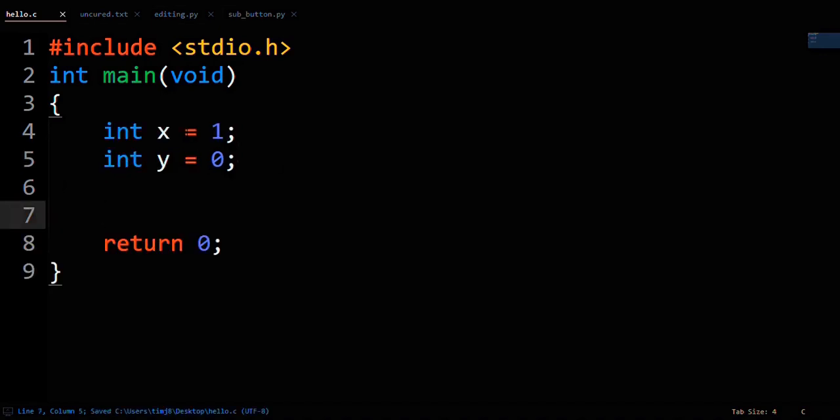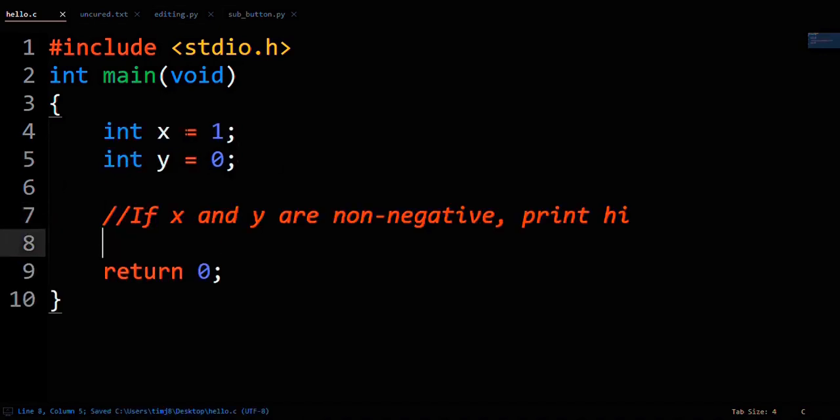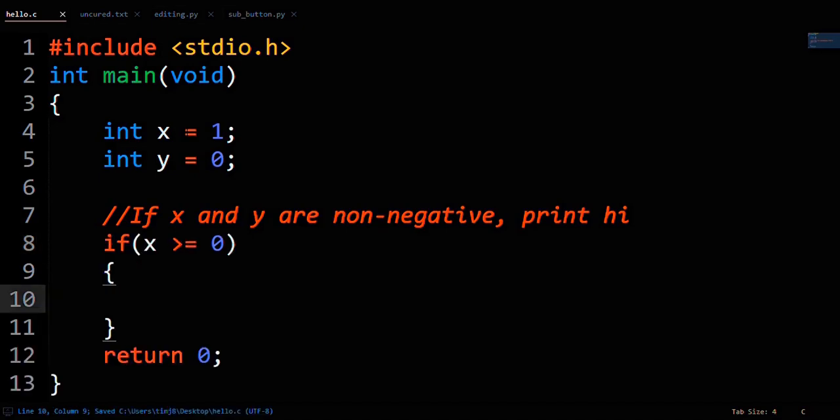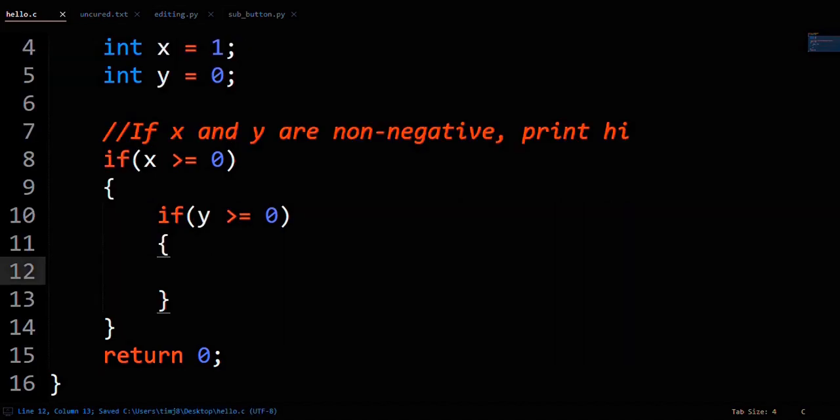If x and y are non-negative, then print high. So the outer if condition is if x greater than or equal to 0, and the inner if condition is if y greater than or equal to 0. Finally, if both of those conditions are true, print high.